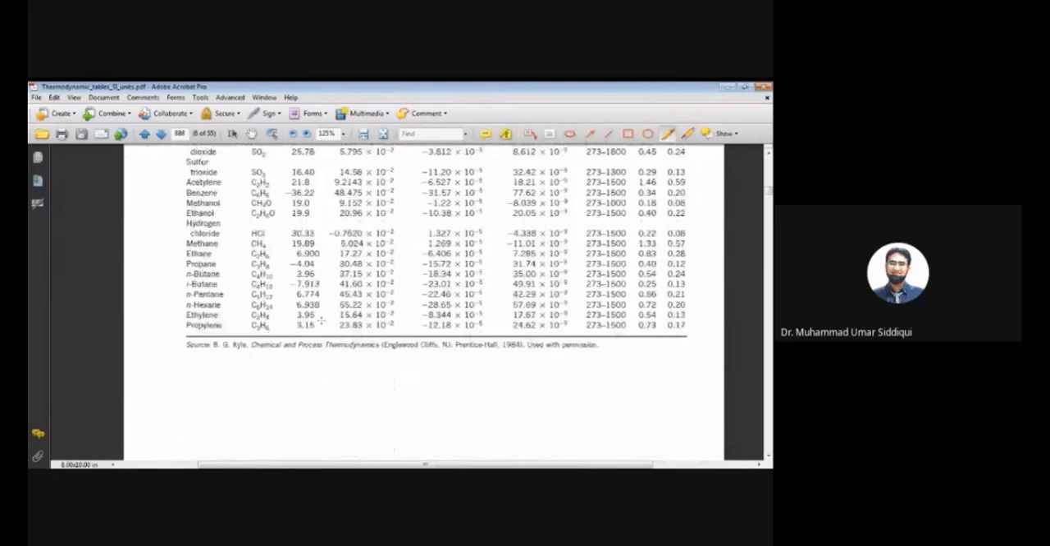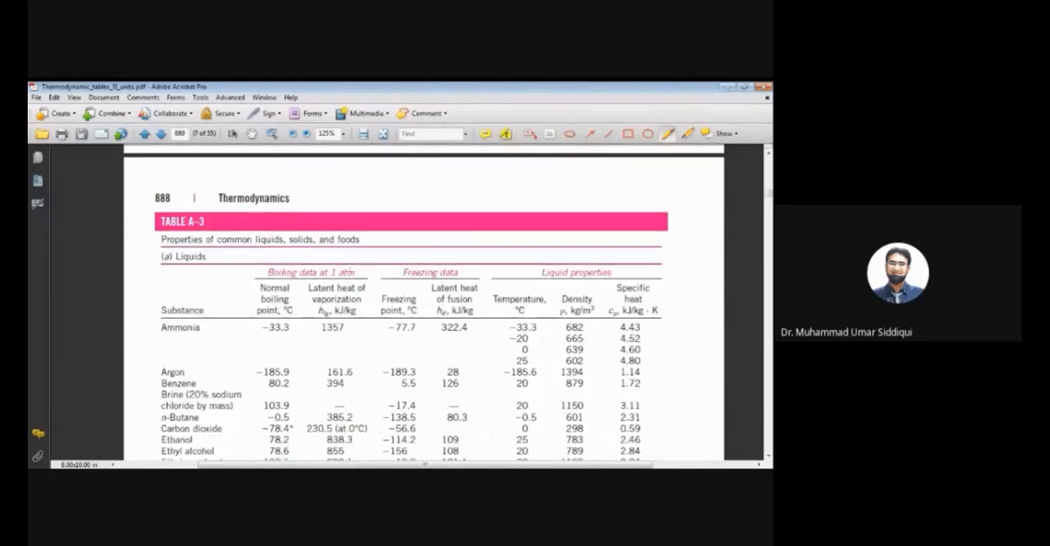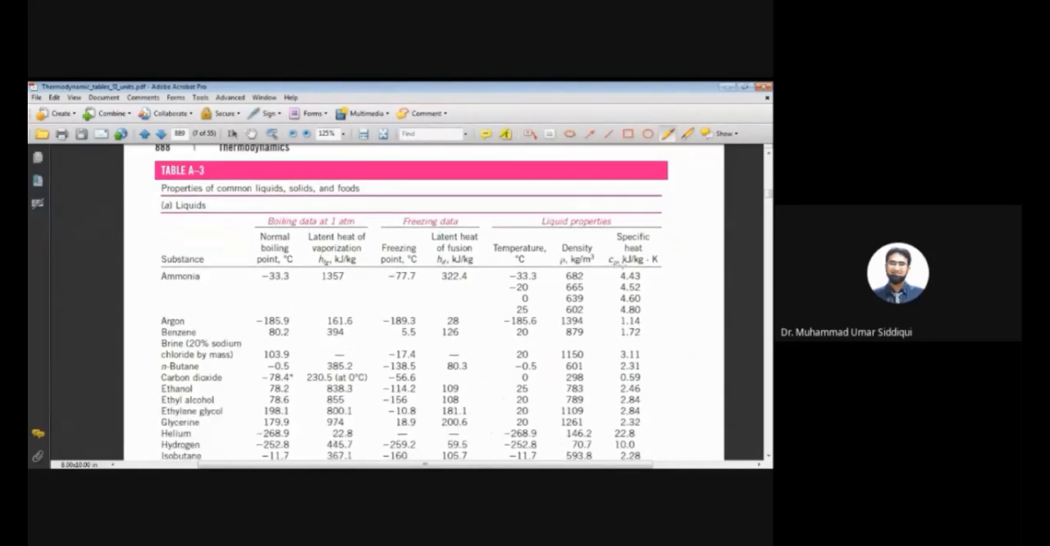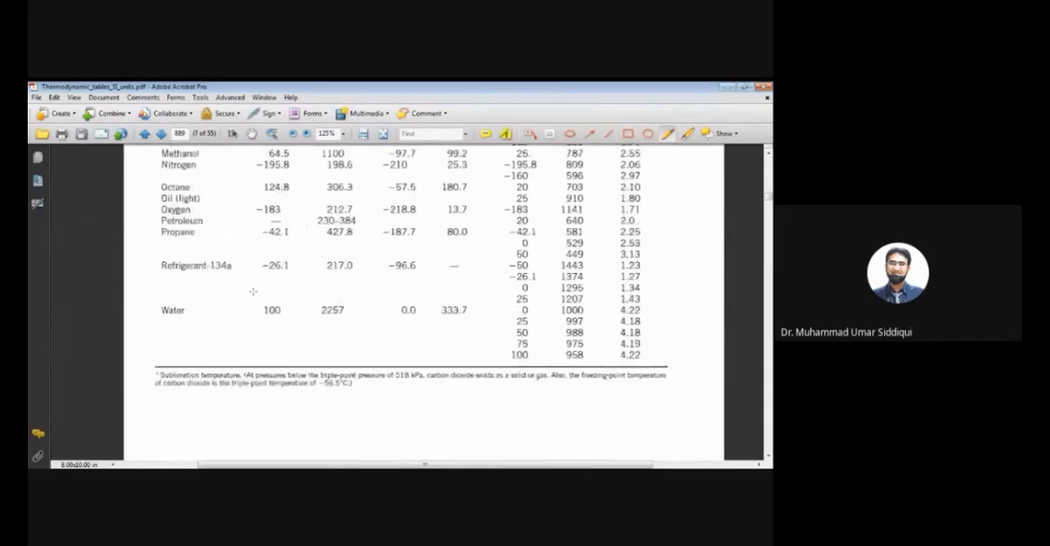Then we move towards table A3. Table A3 has the properties of common liquids, solids, and foods. So those were for the gases before. Now this is for different liquids, solids, and foods. So we have ammonia, argon, benzene. We have boiling data. We have freezing data. We have liquid properties. Liquid properties are the ones which are more important for us: specific heat, density, temperature. For different kinds of fluids.